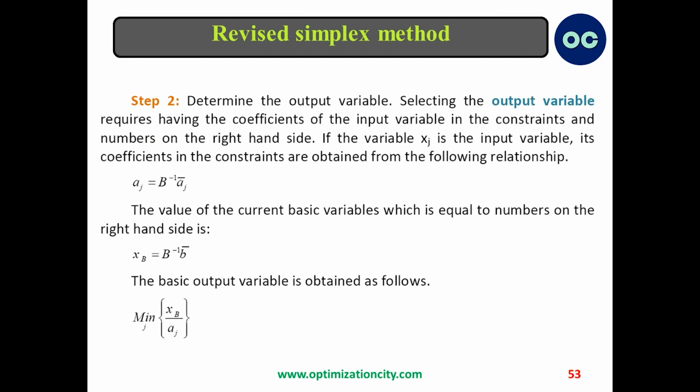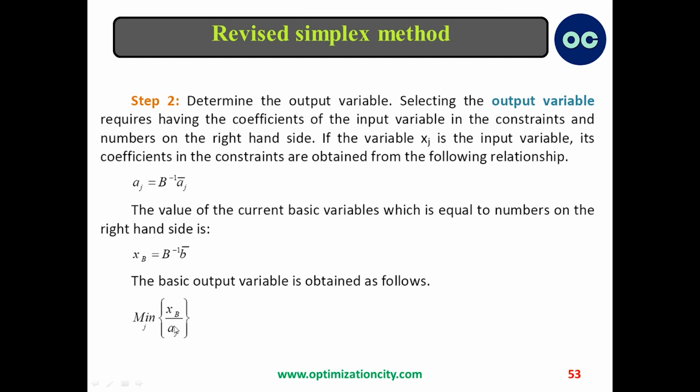Step 2 of the revised simplex method involves determining the output variable. To do so, we need the coefficient of the input variable in the constraint and the value of the right-hand side. If xk is the input variable, its coefficient in the constraint can be computed using the following equation. To determine the value of the current basic variables, which is equal to the value of the right-hand side, use this equation. The output basic variable is obtained by this ratio test.